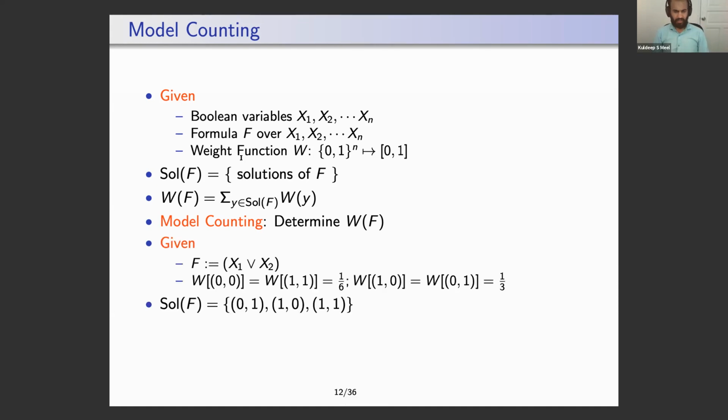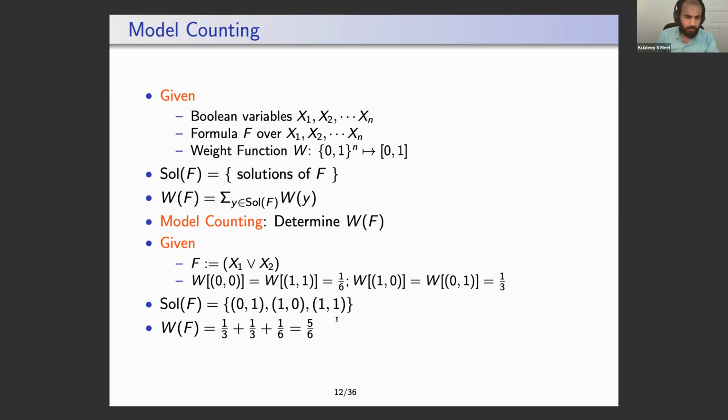So let's give a quick example. We have a formula F, which is x1 or x2. Let's say the weight function assigns a weight of 1/6 to 00 and 11, and a weight of 1/3 to 10 and 01. Now the set of solutions of this formula are essentially all the assignments except 00. So we have three satisfying assignments, which are 01, 10, and 11. And of course, 00 is the assignment that does not satisfy. So what will be the weight of this formula? Well, we sum the weights of these solutions and it comes out to be 5/6.